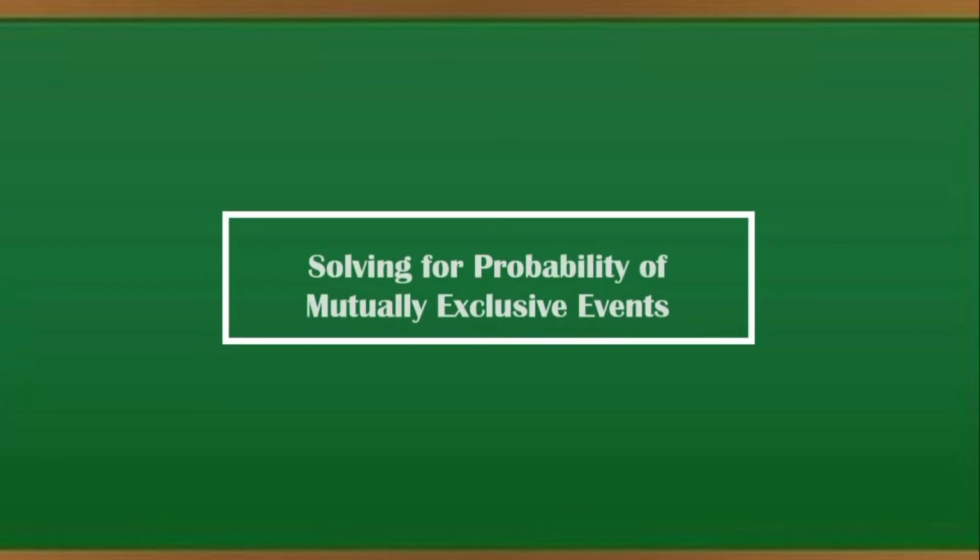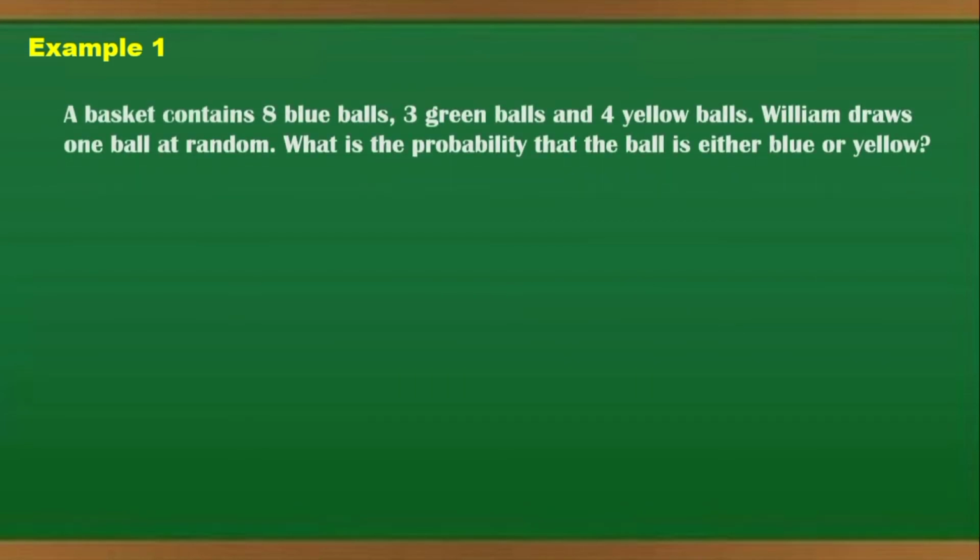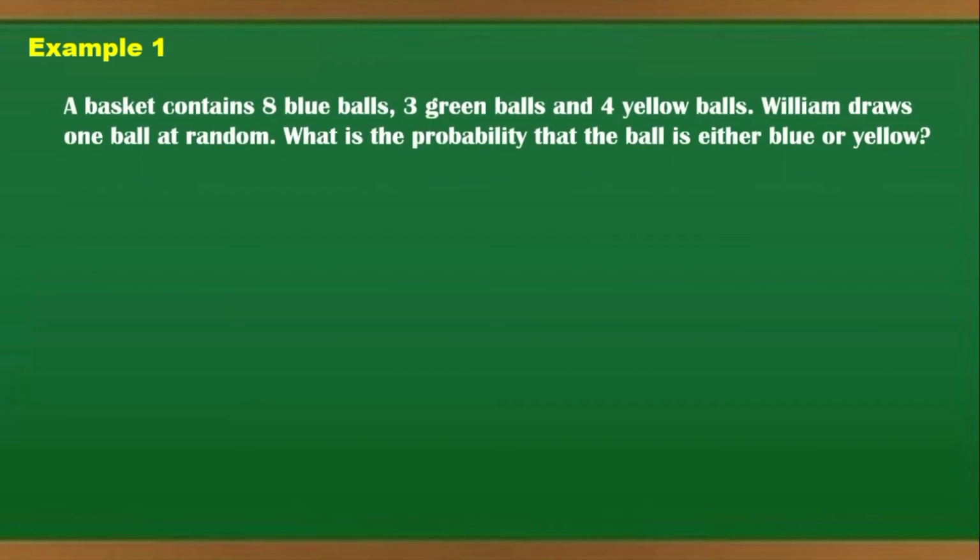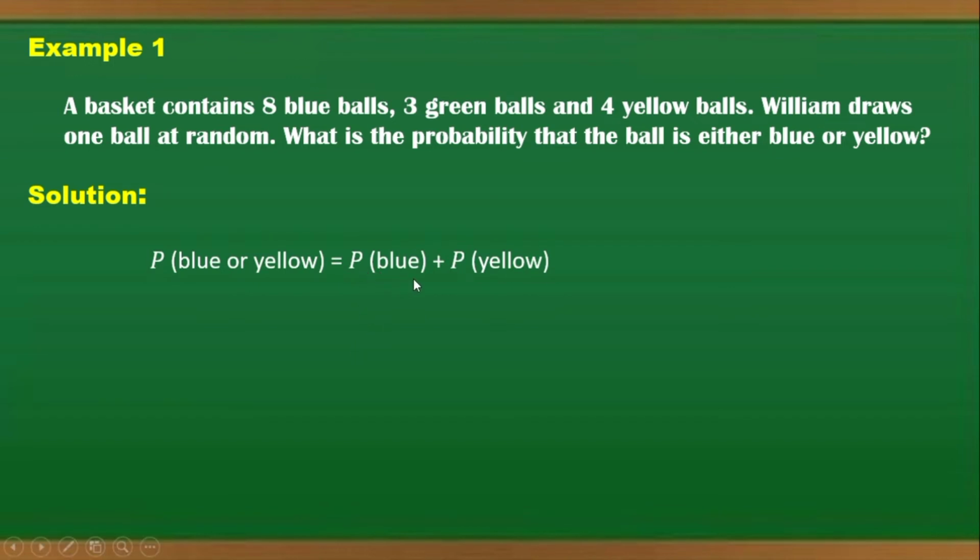First, let's solve for the probability of mutually exclusive events. Example 1. A basket contains 8 blue balls, 3 green balls, and 4 yellow balls. William draws one ball at random. What is the probability that the ball is either blue or yellow? The probability of blue or yellow is equal to probability of blue plus probability of yellow. We know that the number of blue balls is 8 and the number of yellow balls is 4. So let's substitute them. Probability of blue or yellow is equal to 8 over 15 plus 4 over 15.